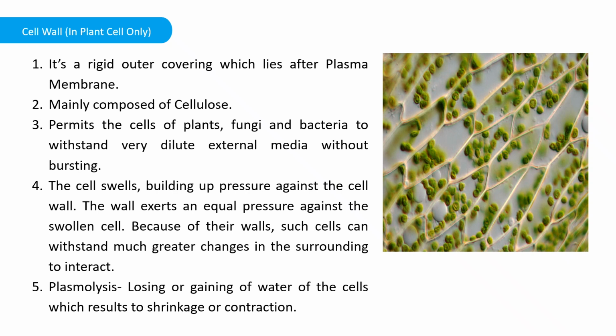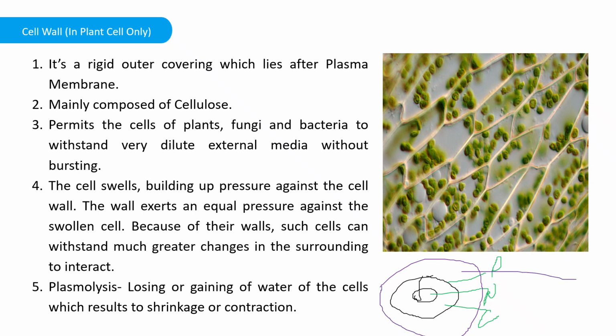Now we are going to understand the structure of the cell wall, which is only present in plant cells. Let me make a diagram for better understanding. This is the nucleus. This is the cytoplasm. This layer is cytoplasm, and this outer covering is plasma membrane. As we have studied, this is the basic structure of a cell. But in a plant cell, we do have one more outer covering, a rigid outer covering, which is known as cell wall.